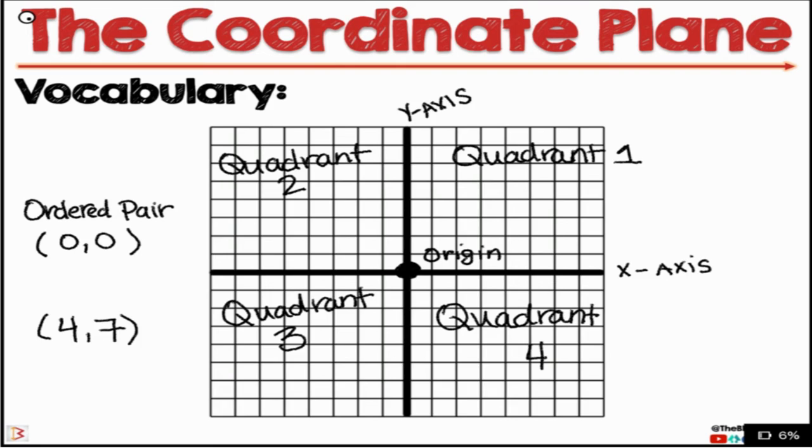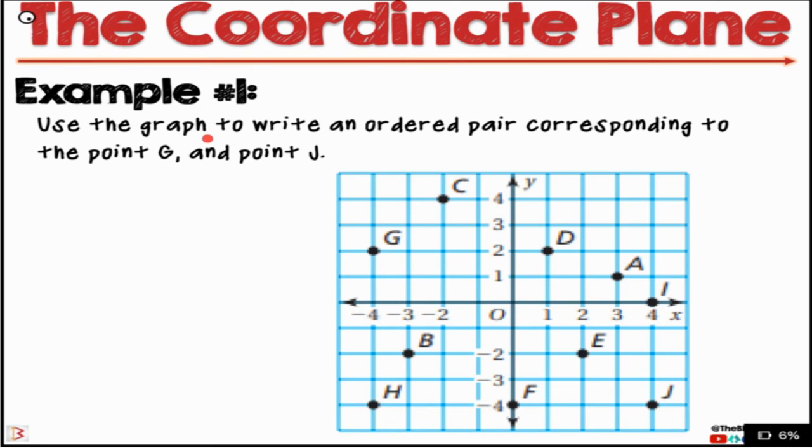Let's do some examples. Example number 1. Use the graph to write an ordered pair corresponding to the points G and J. First, let's figure out where the origin is. So here's our origin. We know that ordered pair is 0, 0. They want to know where G is and where J is. All right, so let's do G first.